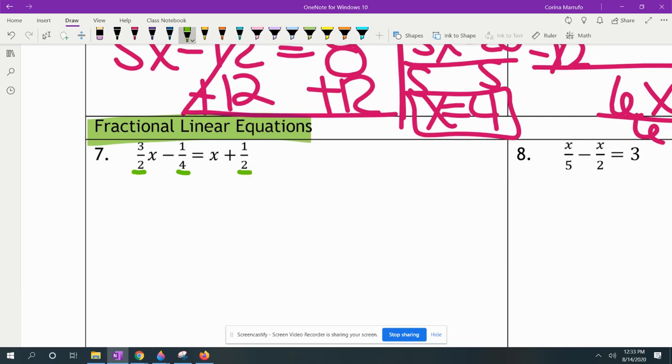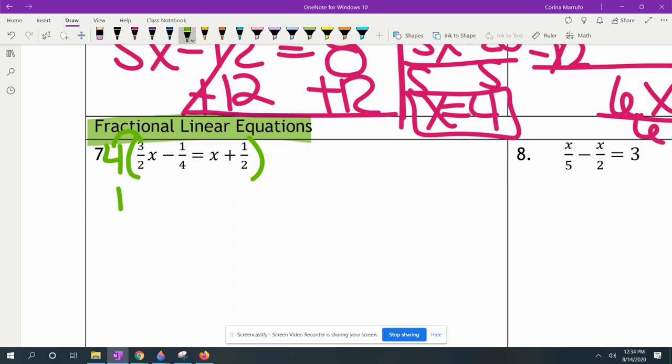So we have to see what number 2, 4, and 2 all divide into. So if I multiply this by 4, 4 divided by 2 gives you a whole number, 4 divided by 4 gives you a whole number, and so does this 2. So to cancel out these fractions, we're going to go ahead and multiply this whole thing by 4. Okay? So we're going to go ahead and distribute it to the coefficient.